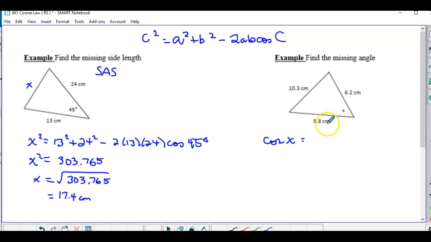Now, really important, what's A, B, and C? So A and B surround that angle. So I'm going to call this A and this B, and then C is opposite the angle you're looking for. So this is going to be A 9.8 squared plus 6.2 squared minus 10.3 squared, all over 2 times A and B, so 9.8 times 6.2.